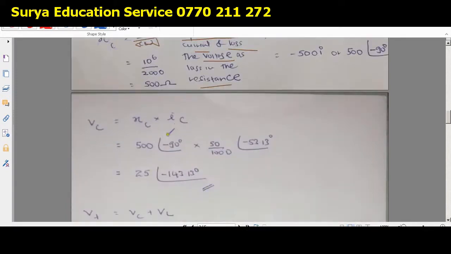So now you know the reactance for the capacitor, and you know the current through the capacitor, because the current through the capacitor you evaluated, that is 50 milliampere, and the phase angle of minus 53.13, because this minus 53.13 is the phase angle.